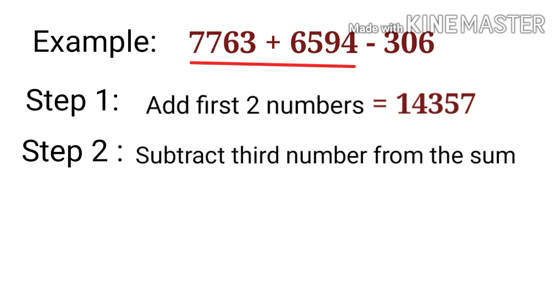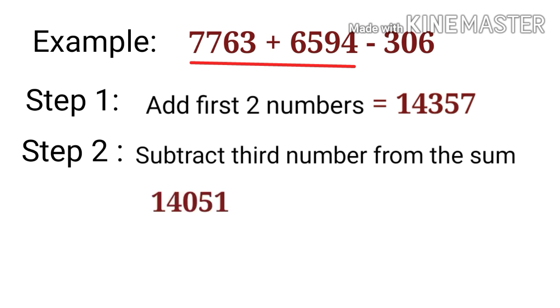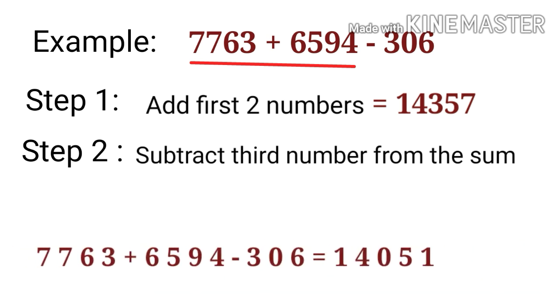Now, we will move to step 2, that is subtract the third number from the sum. So, when we subtract 306 from 14,357, we will get the answer 14,051. So, 7,763 plus 6,594 minus 306 is equal to 14,051. Now, let us look at another example.